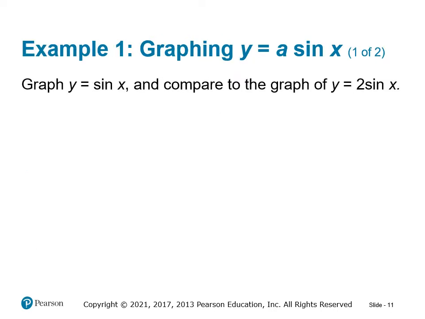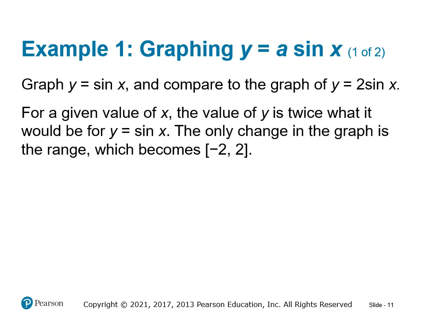All right, so let's make this a little more complicated. Let's look at the graph of y equals sine x and compare it to the graph of y equals 2 sine x. For any given value of x, the value of y is twice what it would be for y equals sine x. So for any value of x here, the graph of this is going to be twice whatever that sine x value is. So the only change in the graph is the range.